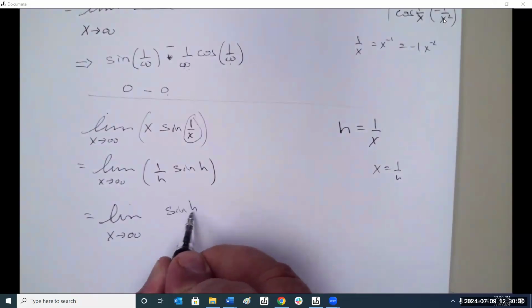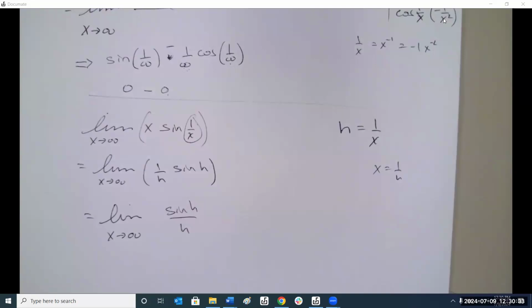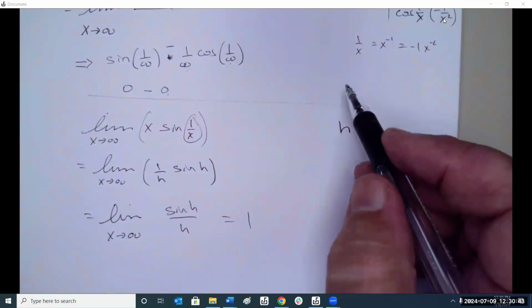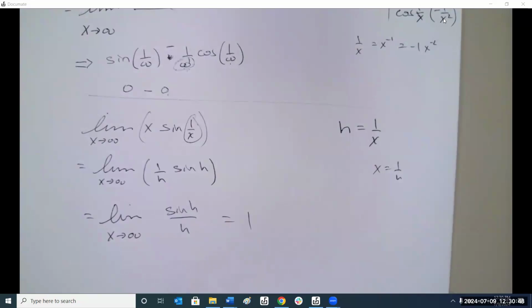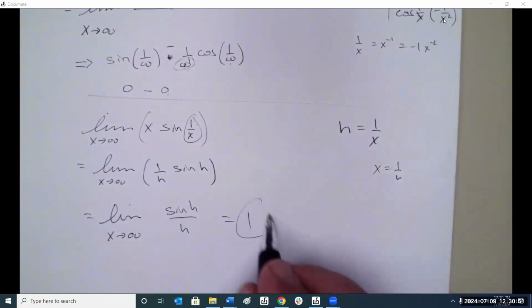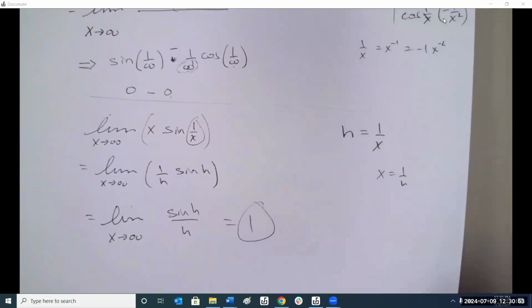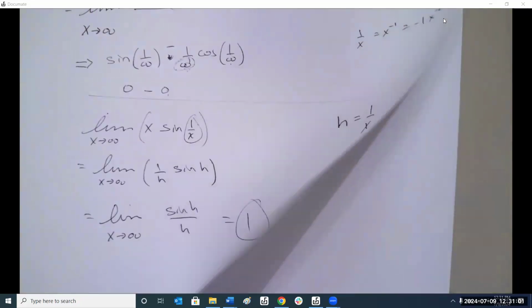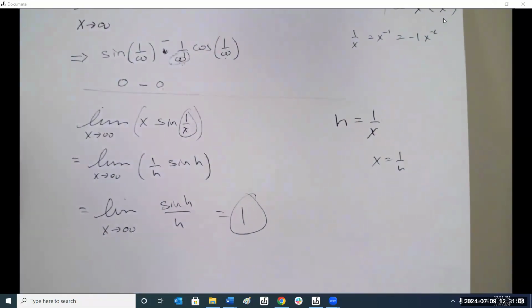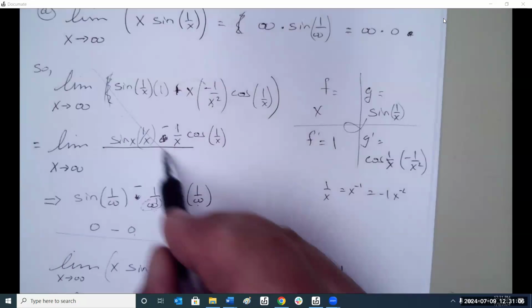So we have sine h over h, which is 1 from chapter 2. I mean, it should have worked, but we had these issues here. So there's your answer, 1. It's B. So yeah, it's much easier if you use substitution. Skip that.